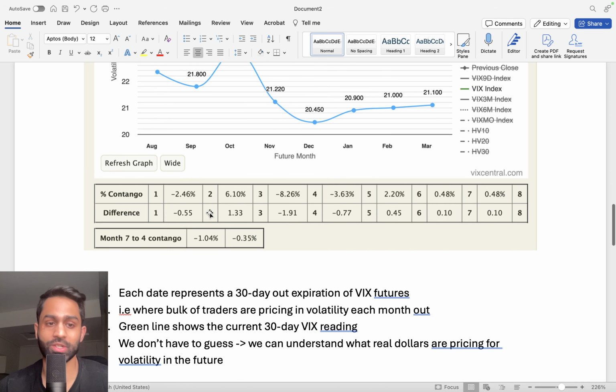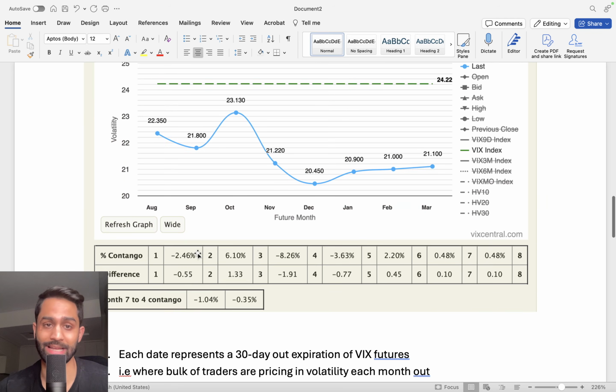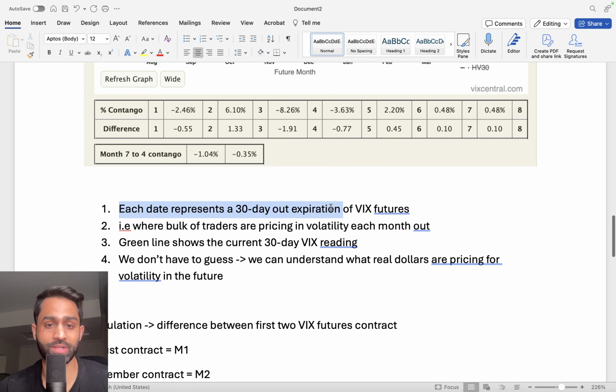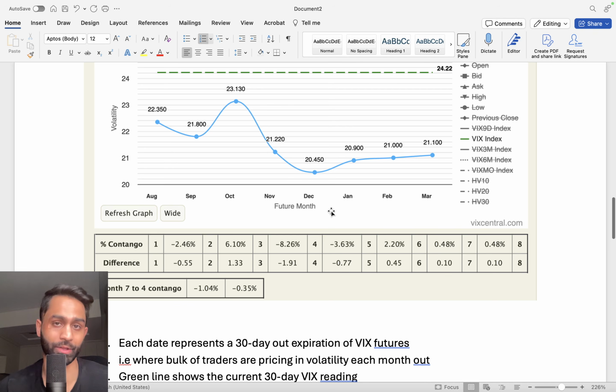So first, let's try to calculate the difference between M1 and M2. I'm going to explain what M1 and M2 are. Each date represents a 30-day out expiration of VIX futures. In other words, where the bulk of the traders are pricing in volatility for each month out. So that's each month out and where the bulk of the traders are pricing in for volatility to be.